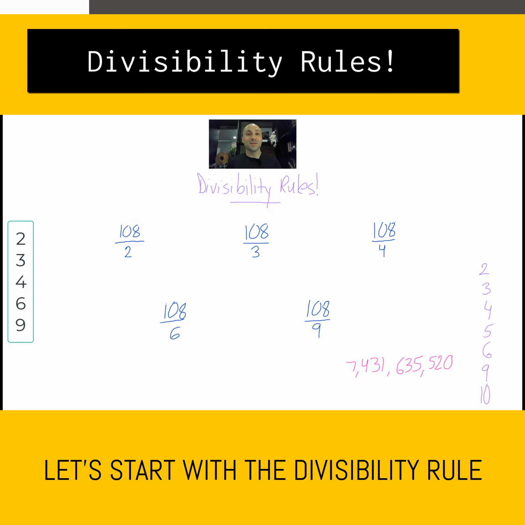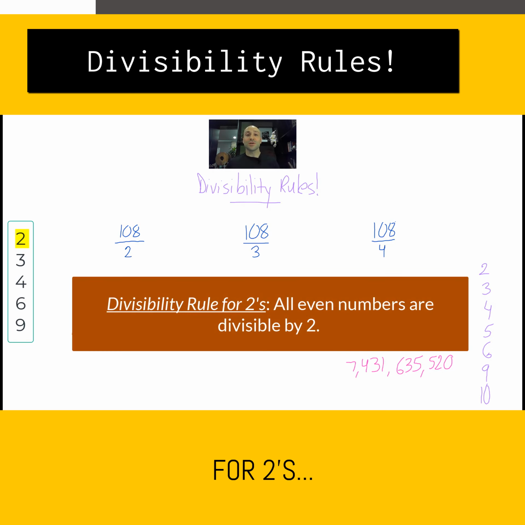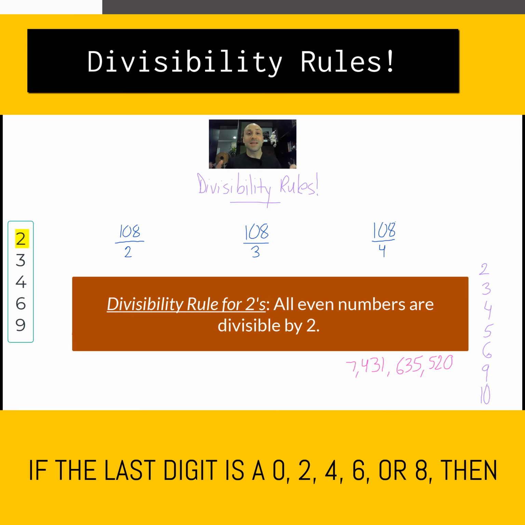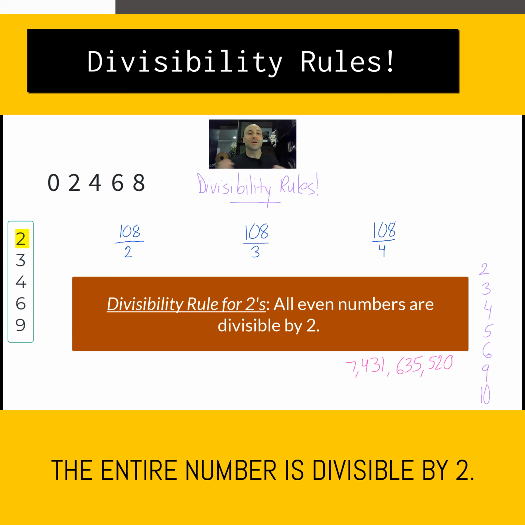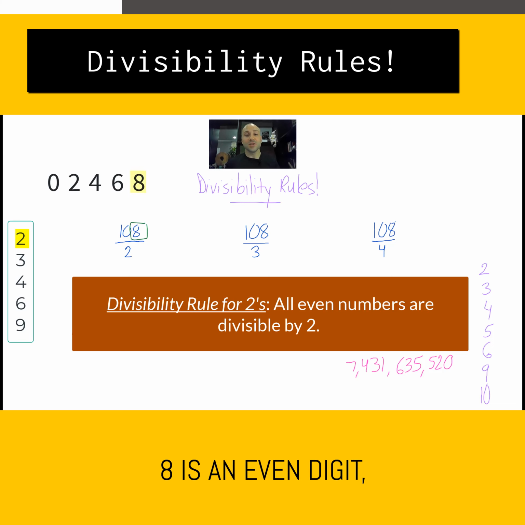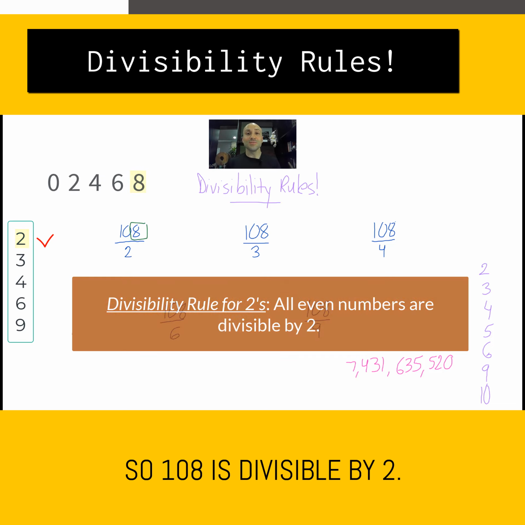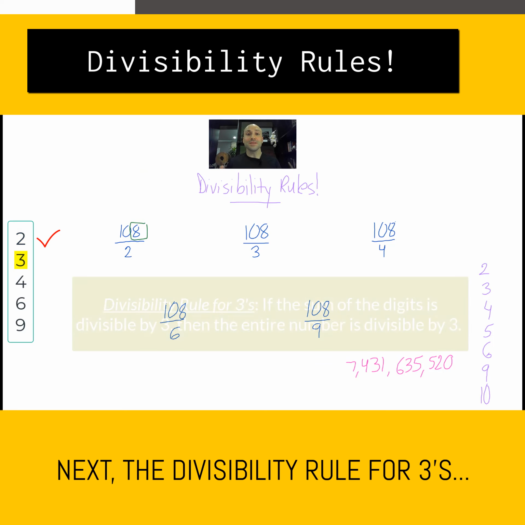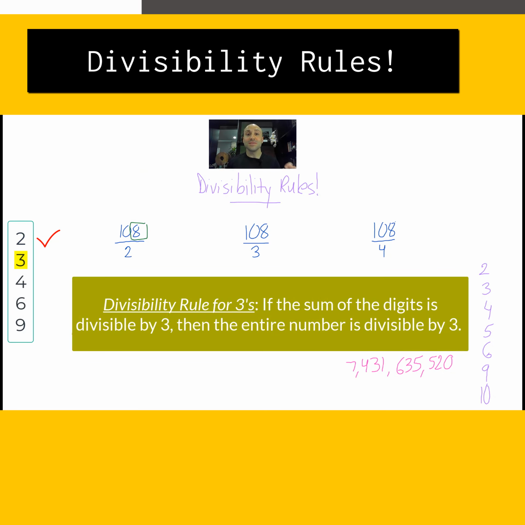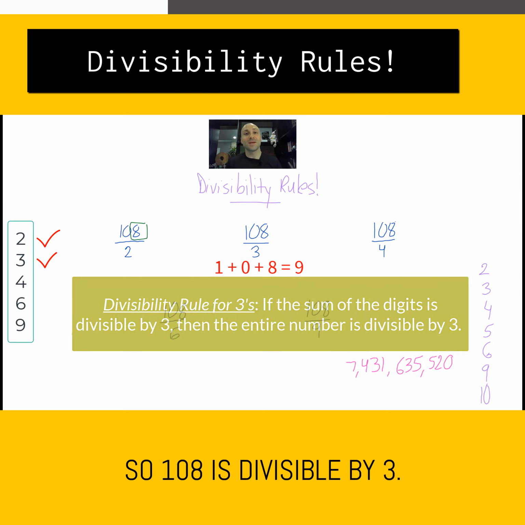Let's start with the divisibility rule for 2s. All even numbers are divisible by 2. In other words, if the last digit is a 0, 2, 4, 6, or 8, then the entire number is divisible by 2. 8 is an even digit, so 108 is divisible by 2. Next, the divisibility rule for 3s. If the sum of the digits is divisible by 3, then the entire number is divisible by 3. 1 plus 0 plus 8 is 9. 9 is divisible by 3, so 108 is divisible by 3.